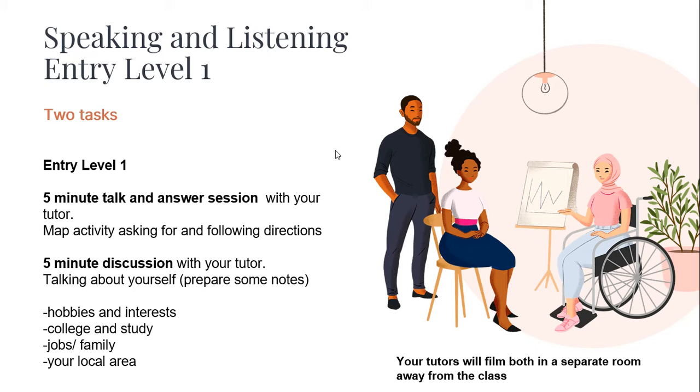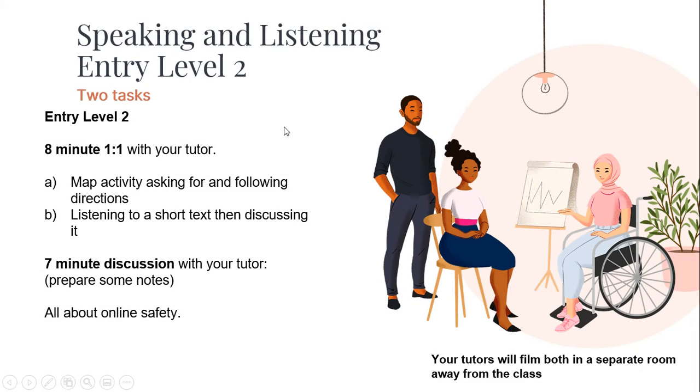The second task for those at entry level 1 is a discussion task. This is with your tutor, and you will be talking about yourself. And you can prepare some notes for this, perhaps a mind map or some bullet points. And your tutor will talk to you and ask you some questions on things such as hobbies and interests, college and studying, jobs, family, your local area, that kind of thing. So you can also prepare some notes for this.